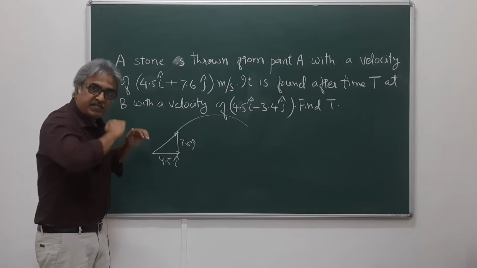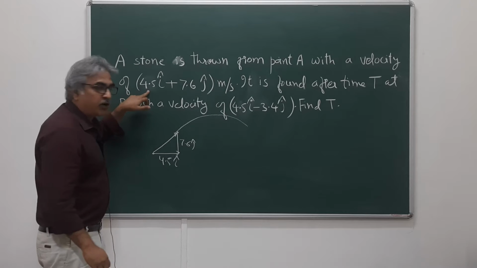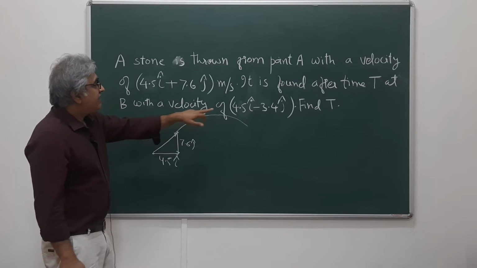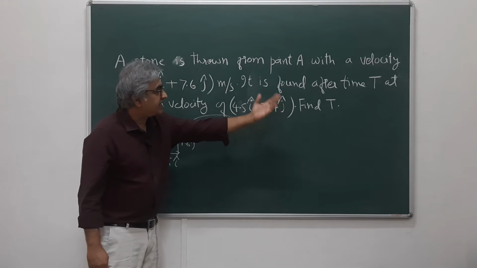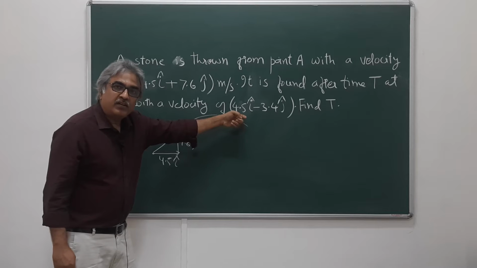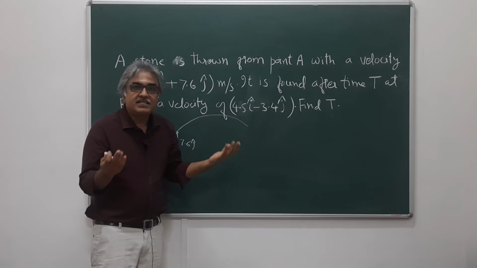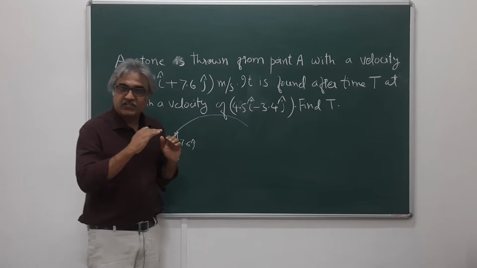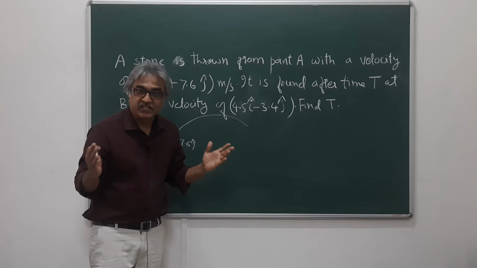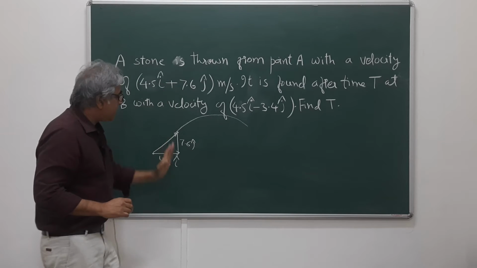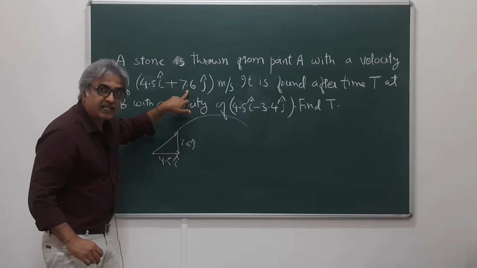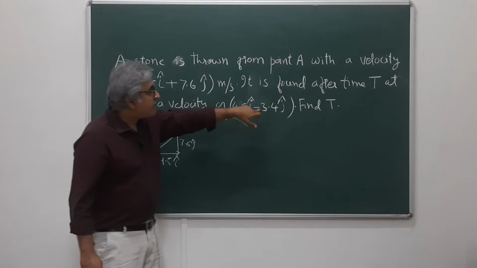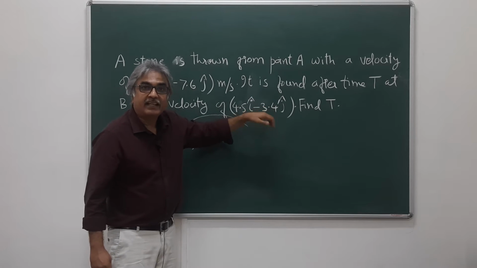The i component, that means x direction, the velocity in x direction is 4.5 meters per second. And when it reaches the destination after time t, its horizontal component remains 4.5, and this is natural because this is a projectile. The velocity in x direction doesn't change. Whereas the initial vertical velocity is 7.6, and this velocity now becomes minus 3.4 meters per second. That means it is downward.